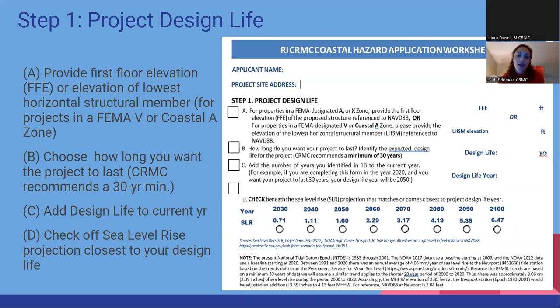More on that later. Next up, you want to choose how long you envision your project lasting. So the CRMC suggests using a 30-year minimum for most projects. So at minimum, your project will probably be around for at least 30 years. So once you have your design life in mind, you add your design life to the current year, and then you check off the sea level rise projection closest to your design life year, as you can see on the right side of the page there.